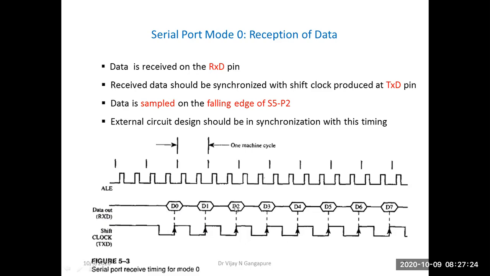In this way, all the bits, D0 to D7, that is 8 bits, will get received inside SBUF during 8 machine cycles. After 8 machine cycles, 8 bits will be received and they will be available internally in SBUF. So that completes reception of 8 bits of data in mode 0, and those 8 bits of data are available inside SBUF. In this way reception happens.